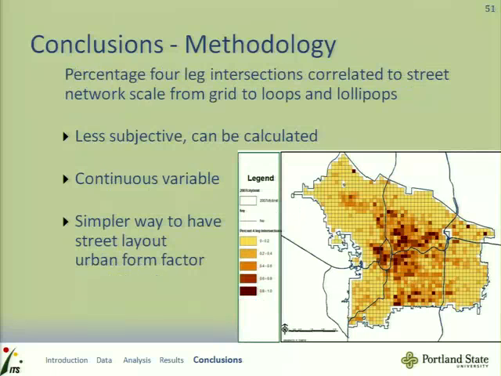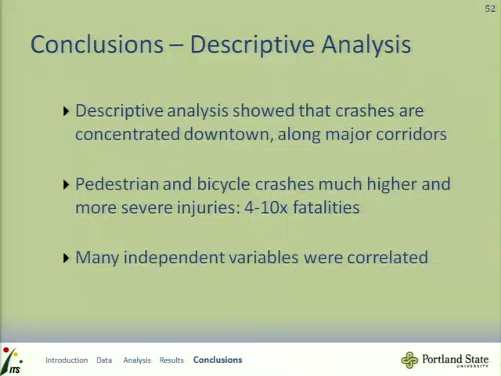The percentage four-leg intersections correlated fairly well to the street network scale. I like the thought of that for further work because it's less subjective instead of me going through that and assigning it. Also, Rifat and Tay, I think, used all of their students in their classes so that they got more input, but I didn't have students in classes to put to work. It's also a continuous variable, so it works better in modeling. And since it's simpler to calculate than the time it takes to go through individual cells, you could extend the study, for example, to a larger area.